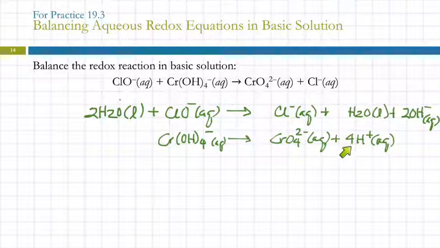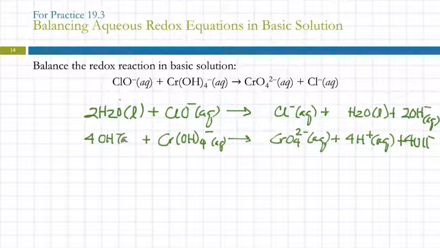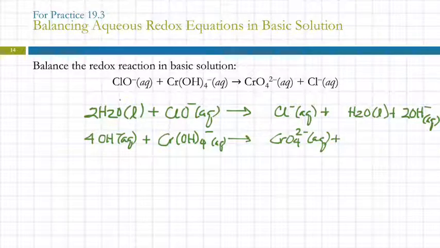So here I've got 4 hydrogen ions on the right side, so I need to add 4 hydroxide ions. And then I'm going to add 4 hydroxide ions on this side. 4 hydrogen ions, 4 hydroxide ions, makes 4 water molecules. So I'm going to get rid of those and write 4 H2O liquid. Mass is balanced. Now I need to do charges.